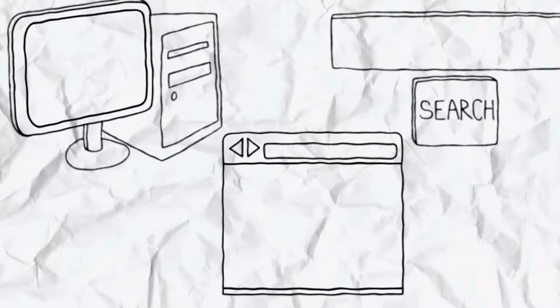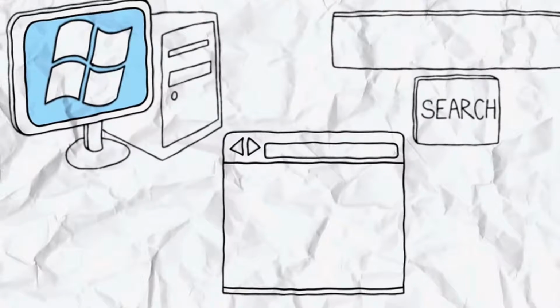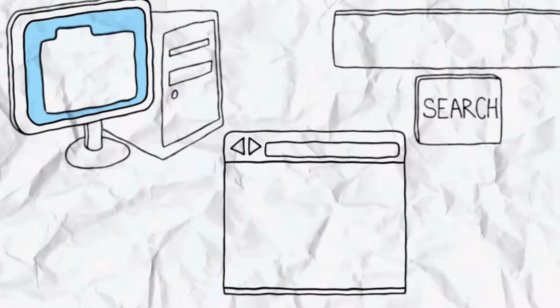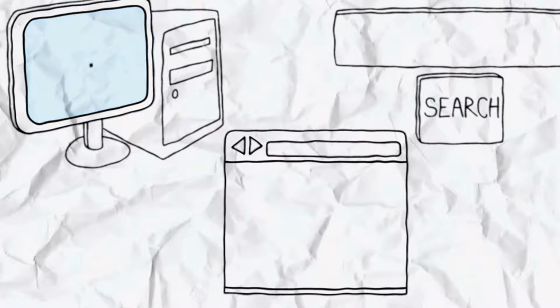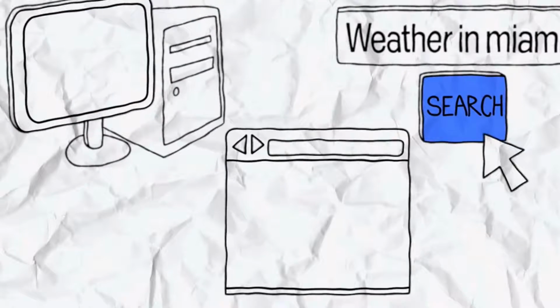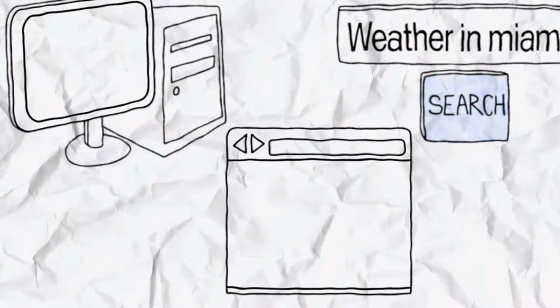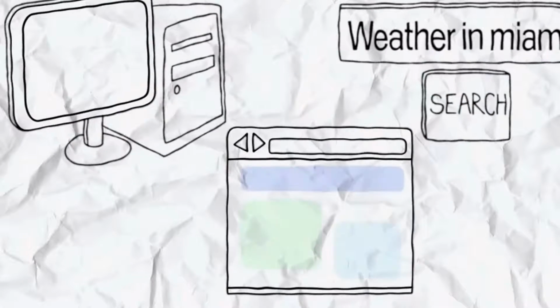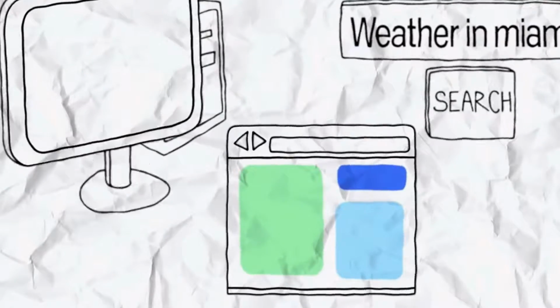A web browser is different from Windows or Mac, which are systems that allow you to manage files and programs. And it's different from a search engine, which is a website that is used to search the internet. Instead, a web browser is a program on your computer that allows you to visit websites.